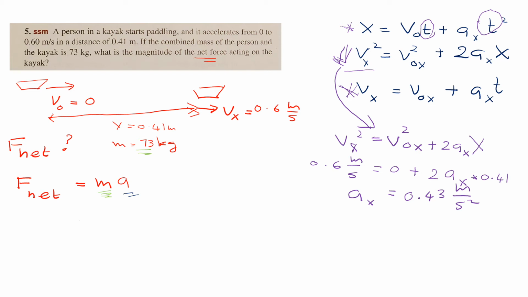Now you have mass, which is 73 kilograms, and also the acceleration along x direction, 0.43 meters per second square. So multiply 0.43 with 73, and you will get 32.04 newtons. So this is your final answer: the net force on the person and the kayak is 32.04 newtons. Okay, let me do another problem. Let's go to problem number 7.